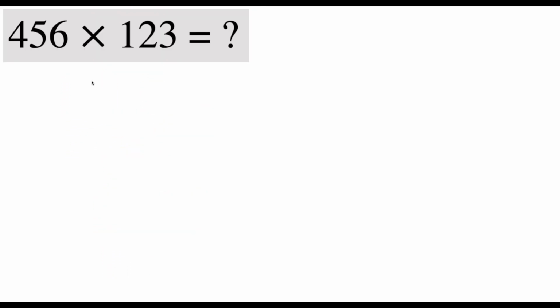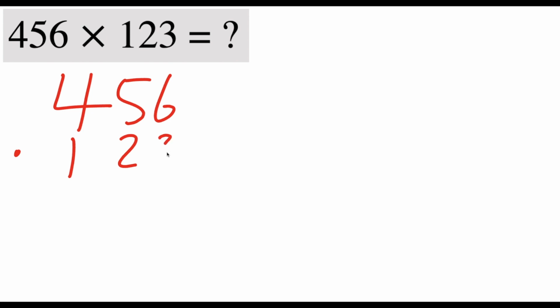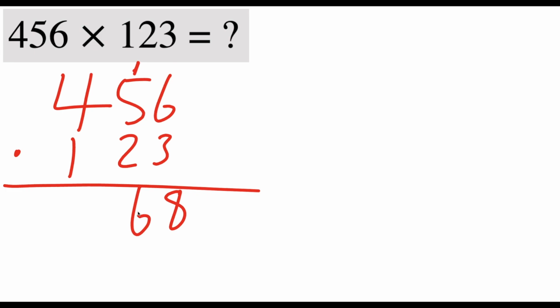Now for the last one, a little longer problem. So we have ones, tens, hundreds, so it's going to be a little bit longer, but same procedure. So 456 times 123. So 3 times 6 is 18. So we put an 8 right here, and we put a 1 on top because we said 18. 3 times 5 is 15, plus 1 is 16. So we put a 6 right here, and we said 16, so we put a 1 right here. 3 times 4 is 12, plus 1 is 13.